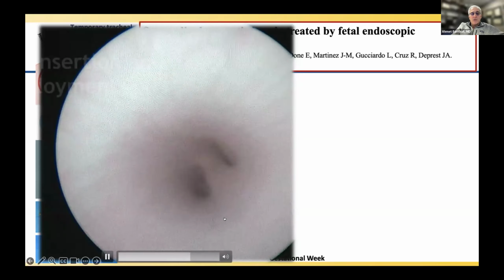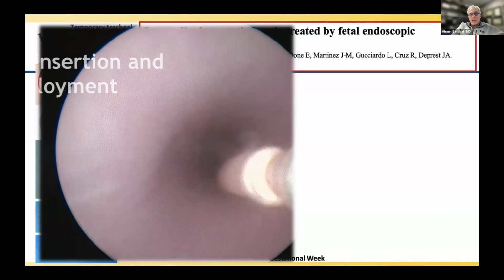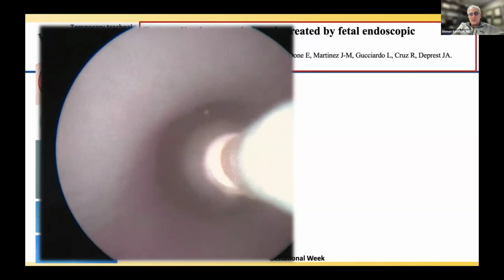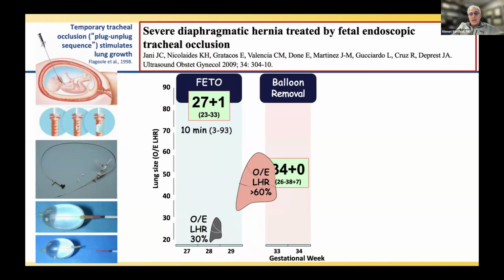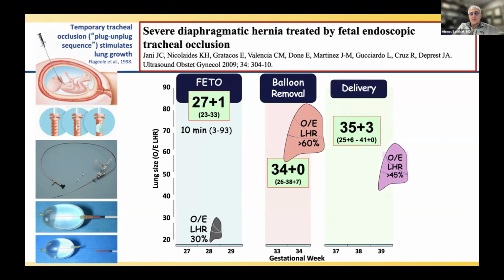Anyway, once the balloon is placed in the trachea, we follow with serial ultrasounds, and what we can actually demonstrate is that the lung size tends to at least double. And once we remove the balloon, then there is a decrease in the lung size, but the overall lung size ends up in a different severity category than where patients started.